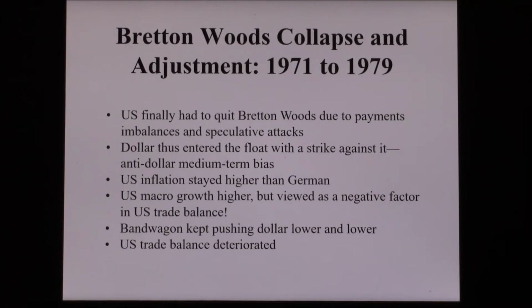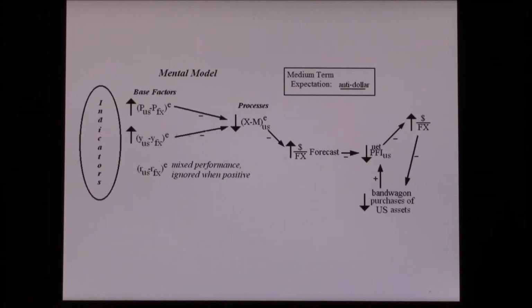Then U.S. inflation stayed higher than German. That wasn't viewed as a positive. This is what, remember I told you, U.S. macro growth higher, but viewed as a negative factor in the U.S. trade balance. And the bandwagon just kept pushing the dollar lower and lower. The U.S. trade balance deteriorated. So all these things combined, and this is the way I decided to do it in that chapter. Rather than show the entire mental model every single time, I figured let's just highlight that one portion of the mental model that was relevant during this particular time period.